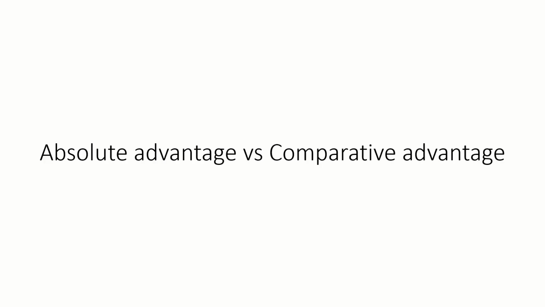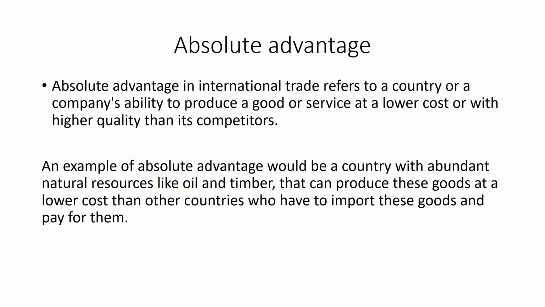Now let's talk about absolute advantage and comparative advantage. When it comes to international trade, these two concepts are very important. Absolute advantage in international trade refers to a country or a company's ability to produce a good or service at a lower cost or with higher quality than its competitors. An example of absolute advantage would be a country with abundant natural resources like oil and timber that can produce these goods at a lower cost than other countries who have to import these goods and pay for them.